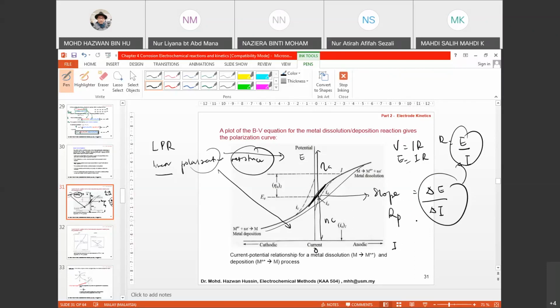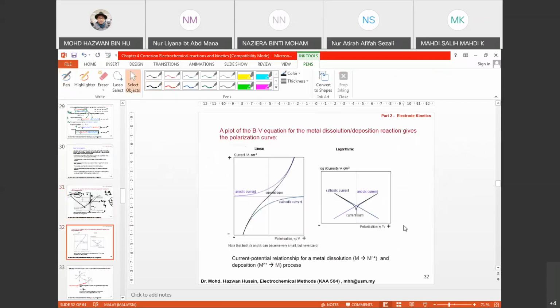LPR and Rp, I guess we are going to learn in more detail in chapter 5 in terms of the technique, because this is also a technique. And we can also make the linear plot into a logarithmic plot. So this is a log version. Current, you make it log, then it will become like a Y or T shape of curve. And this curve is known as the Tafel plot. Tafel is the name of a person.